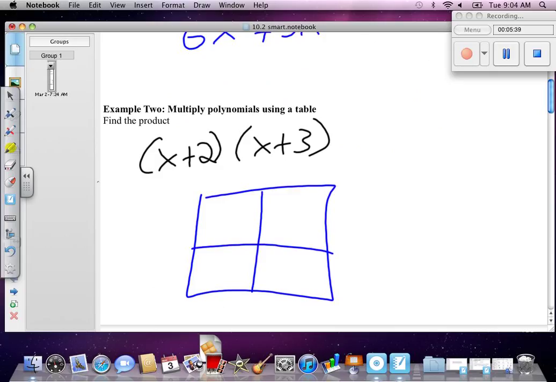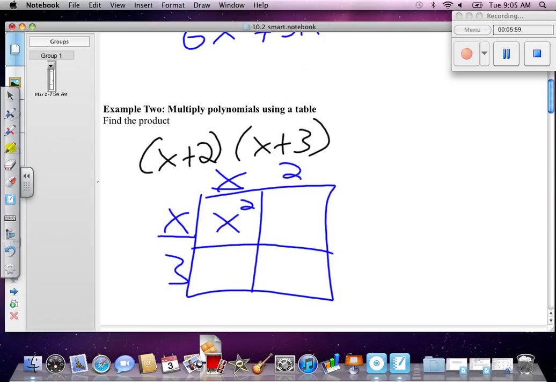Okay, so you're going to make a table. The top is going to have x and 2. The side is going to have x and 3. All I'm doing is multiplying them each across. See how this is x here and x here on the outsides of the box? I multiply them together and I get x squared.